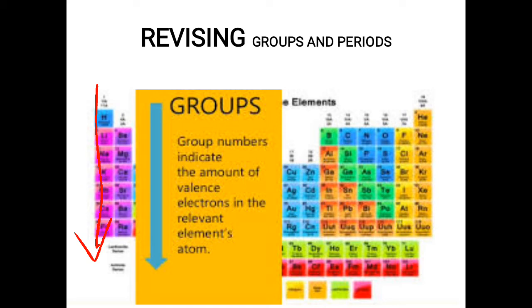In these 18 groups, every time we are seeing sometime group number is 1, sometime group number 4, sometime group number 7, or sometime group number 0. So a group number tells us how many electrons are present in the valence shell. If the group number is 1, that means only one electron is present in the outermost shell, not in the total atom, but only in the outermost shell.